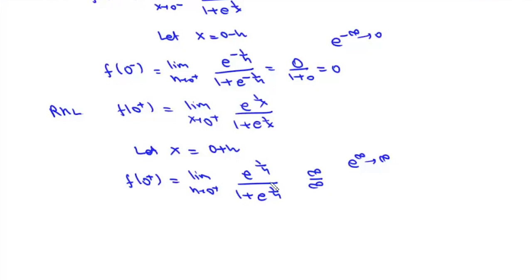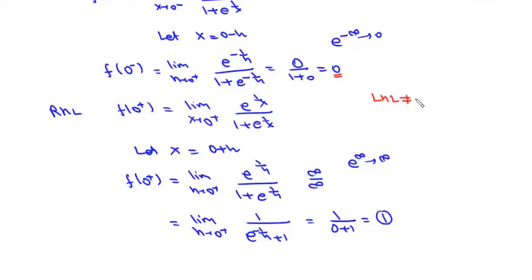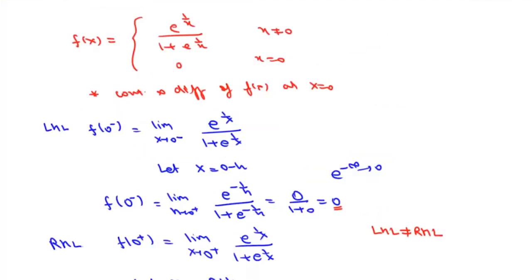So what we'll do is we'll divide everything with e to the power 1 by h. So it'll be this limit, h tends to 0 positive, 1 upon e to the power minus 1 by h plus 1. Now e to the power minus infinite is 0, so it will be 1 upon 0 plus 1, which is 1. Now in this case, left hand limit is 0 and right hand limit is 1. So basically, left hand limit is not equal to right hand limit. So we'll have a non-removable discontinuity at x equal to 0.